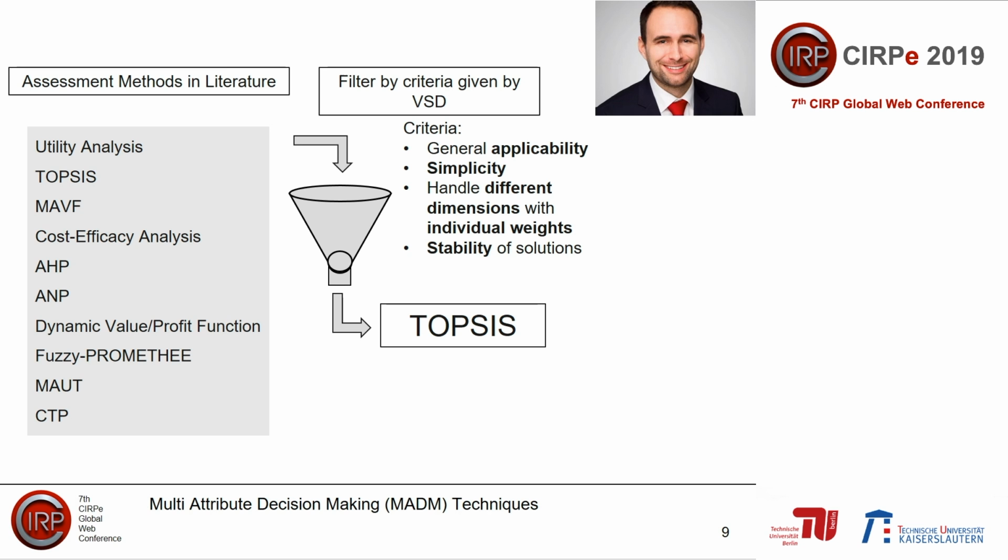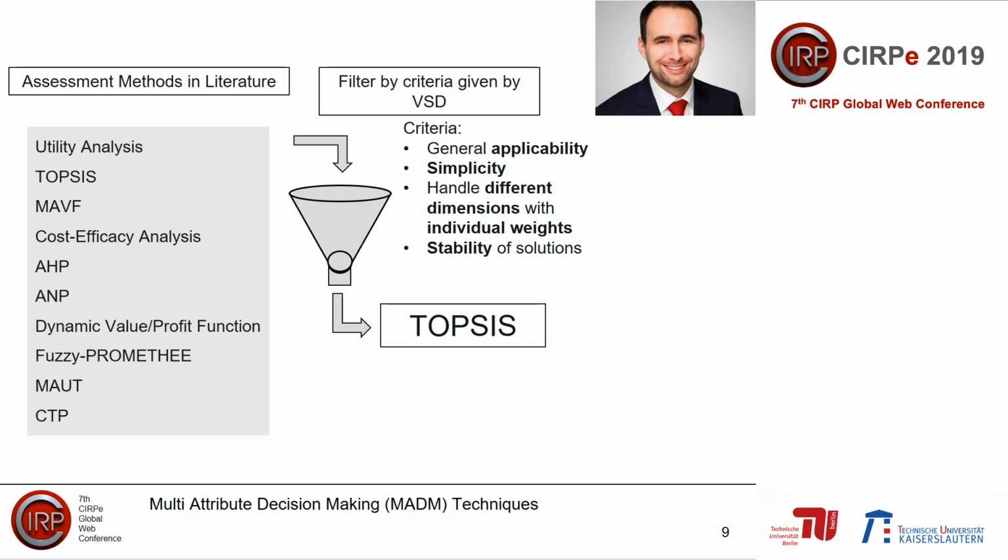A universal method must include costs as well as non-monetary KPIs and must be able to handle KPIs with very different dimensions. That is why many of the presented approaches, such as the utility analysis or the cost time profiles, cannot be recommended to universally assess value stream designs.